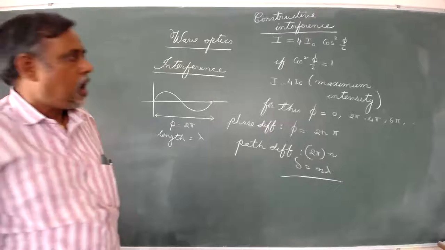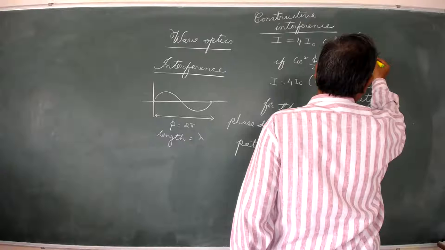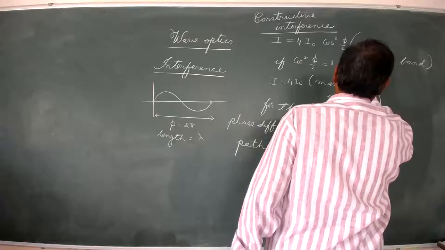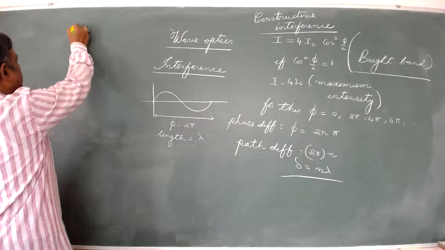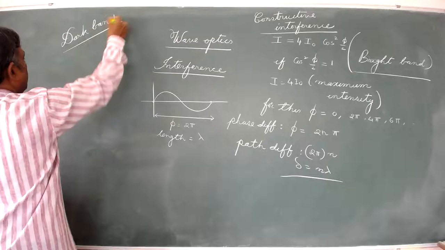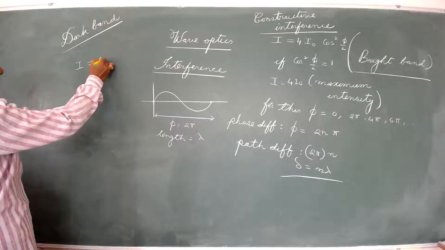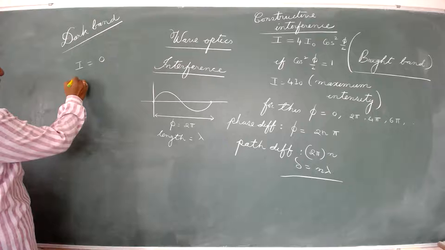Out of this constructive interference, you will be getting bright band formation. So this is one condition. Now coming to one more condition, that is dark band formation. For dark band, what happens? Intensity has to be zero. That is decided by cos square phi by 2. Overall, cos square phi by 2 should be equal to zero.